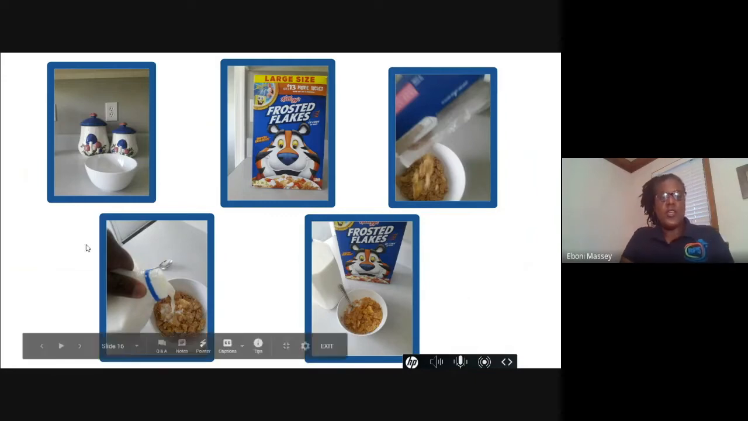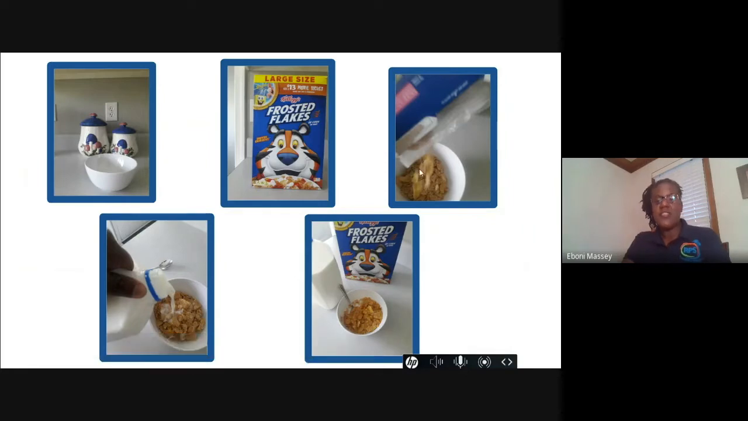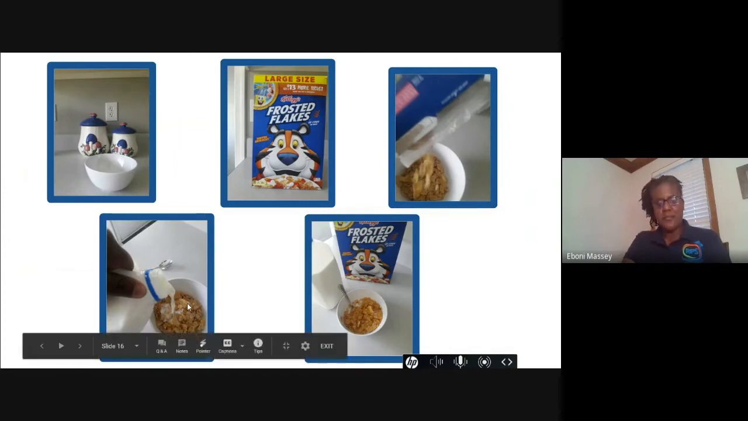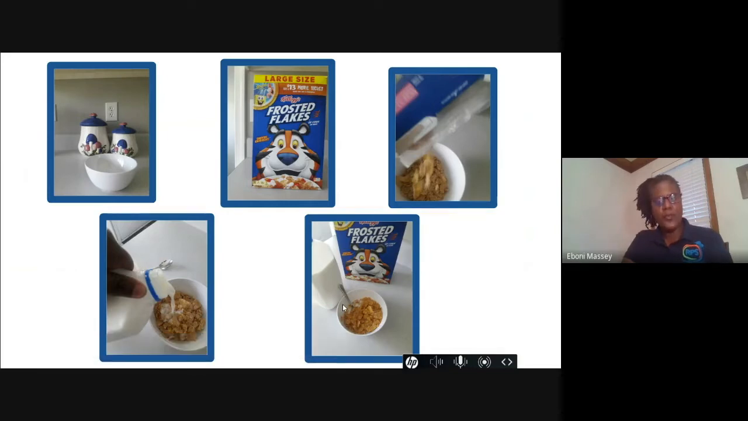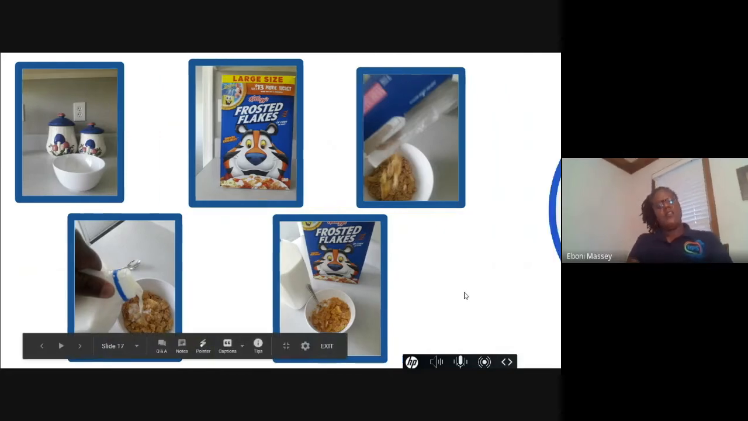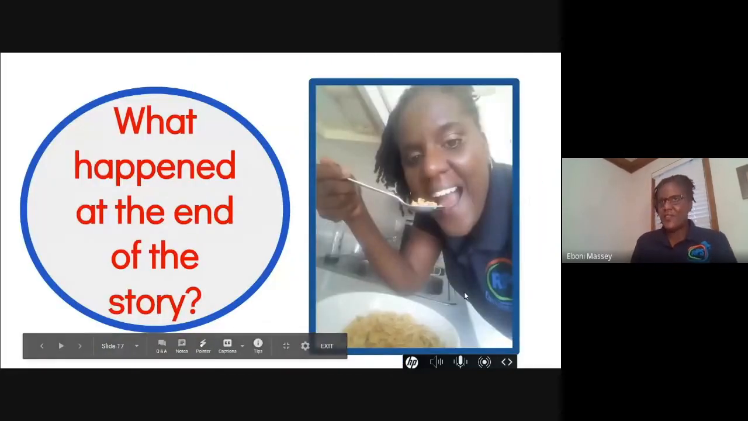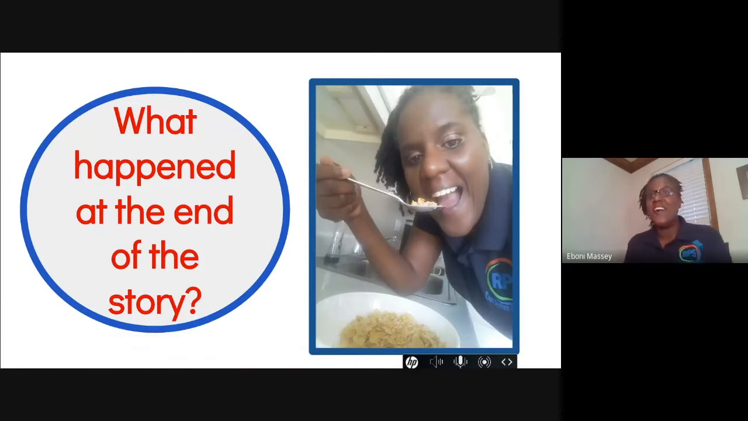So we know that she got a bowl, she picked up the box of cereal, then she poured cereal into the bowl. After that, she poured milk into the bowl with the cereal. And finally, she put the spoon in the bowl with the milk and the cereal. So now, what happened at the end of the story? Look at this picture. That's right. She ate the bowl of cereal and she was no longer hungry. Great job, boys and girls. Thank you so much for helping to retell the story.